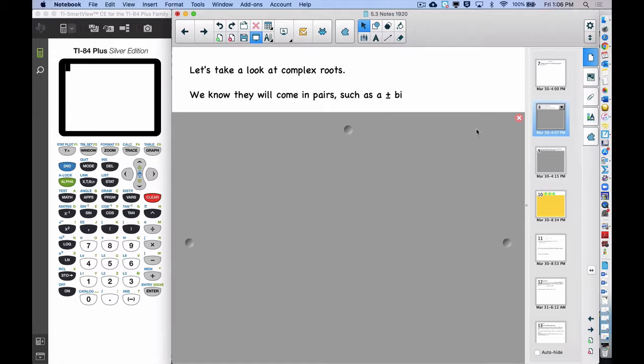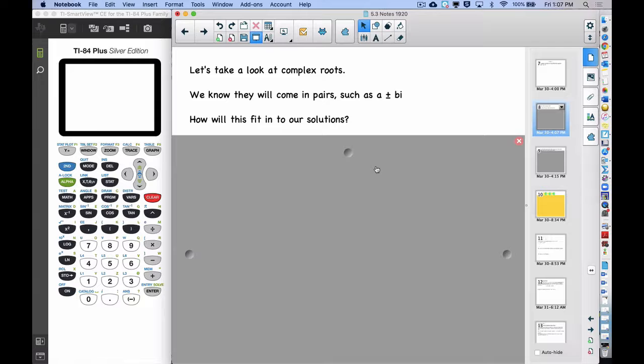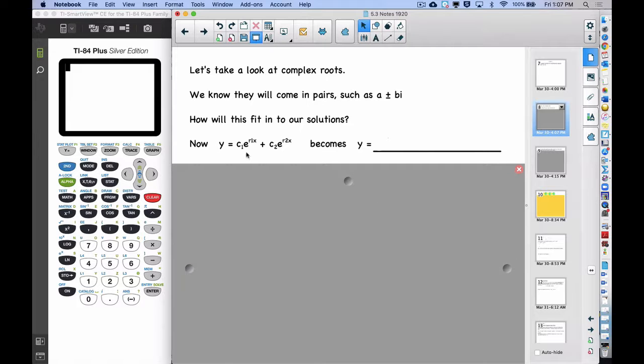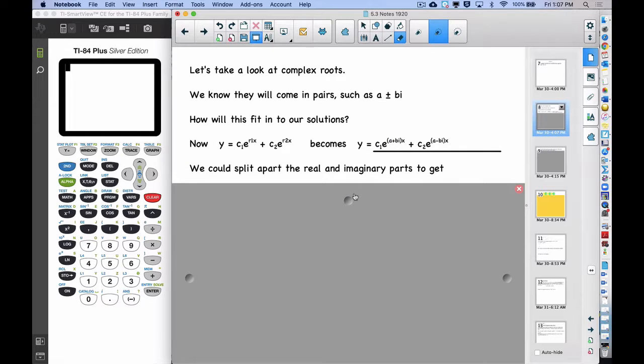All right, so let's take a look at complex roots. In general, we know they come in pairs. So if you have a plus bi as a complex root, a minus bi also has to be a complex root. So how does that fit in with our solutions? Well, if we had before c1 e to the r1 x and c2 e to the r2 x for two non-repeating roots, now if we're going to switch and make these complex, you'd end up with a plus bi and a minus bi as your coefficients.